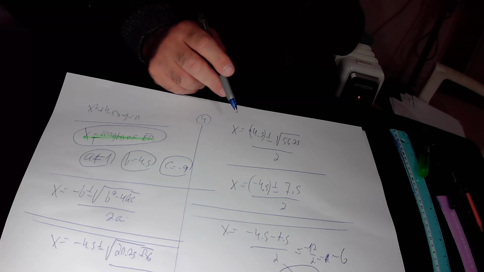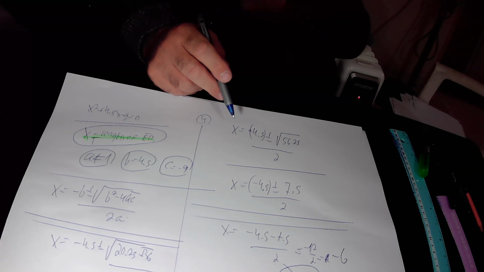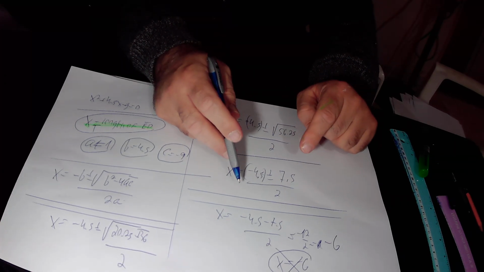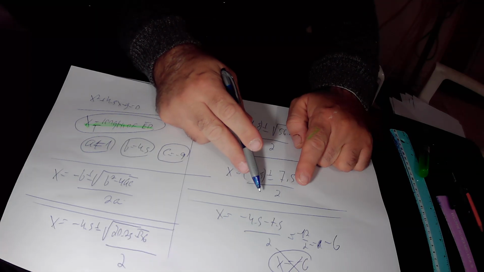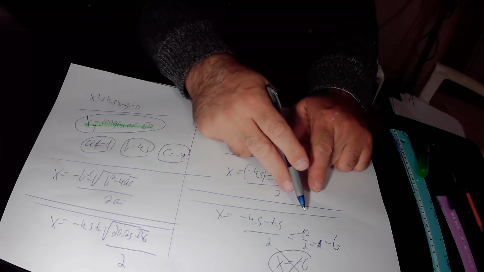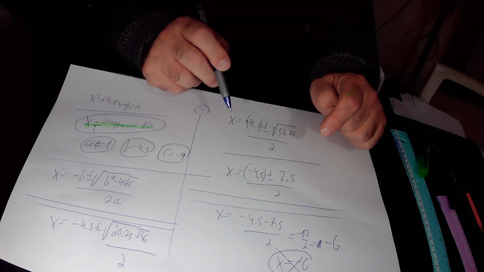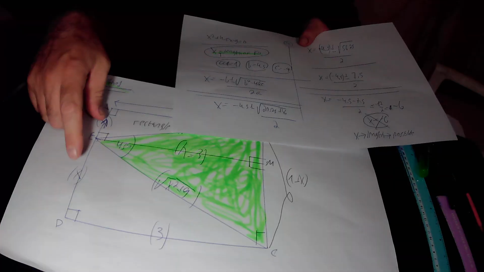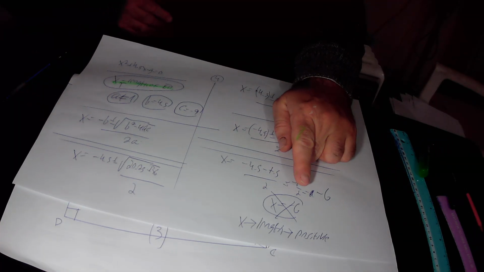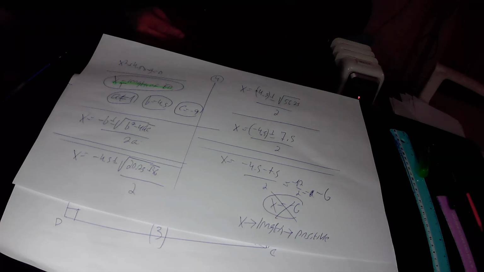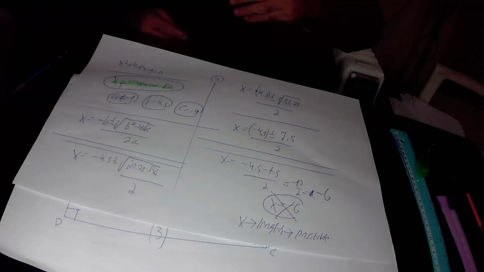Here we have two possible solutions for x. The first solution for x is as follows. x equals minus 4.5 minus 7.5 over 2. Minus 4.5 minus 7.5 is minus 12, and minus 12 over 2 is minus 6. Because x is the length of this ED, as a length it must be a positive number, therefore it can never be equal to minus 6, that is a negative number. So the first solution for x is an incorrect solution. So we take into account only the second solution for x.